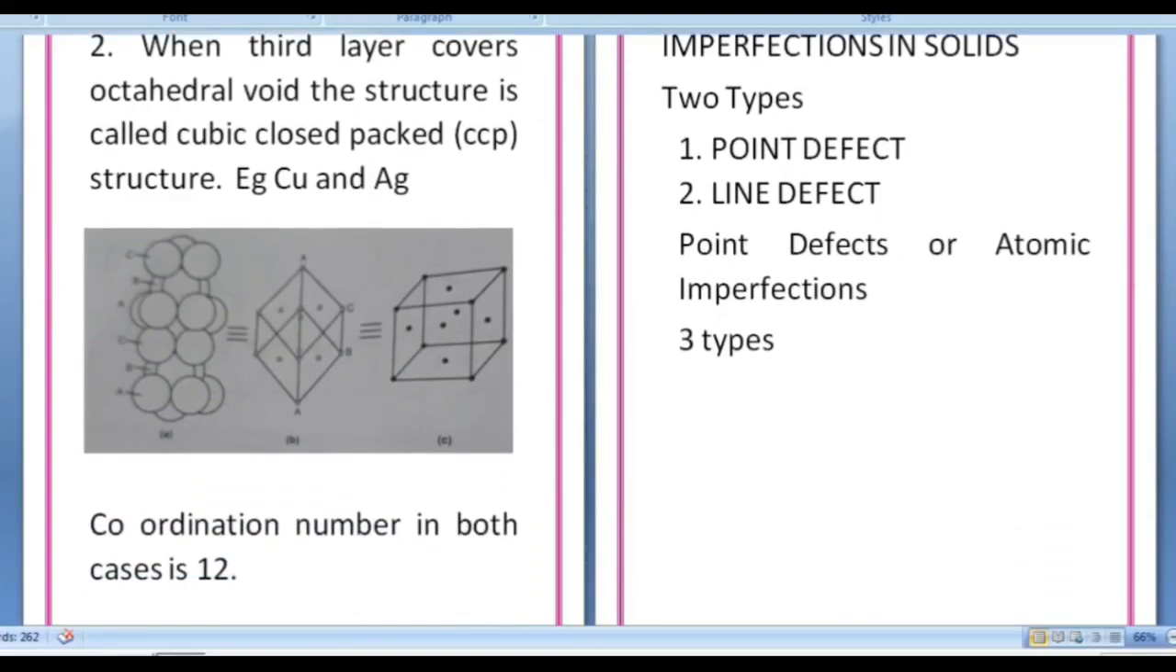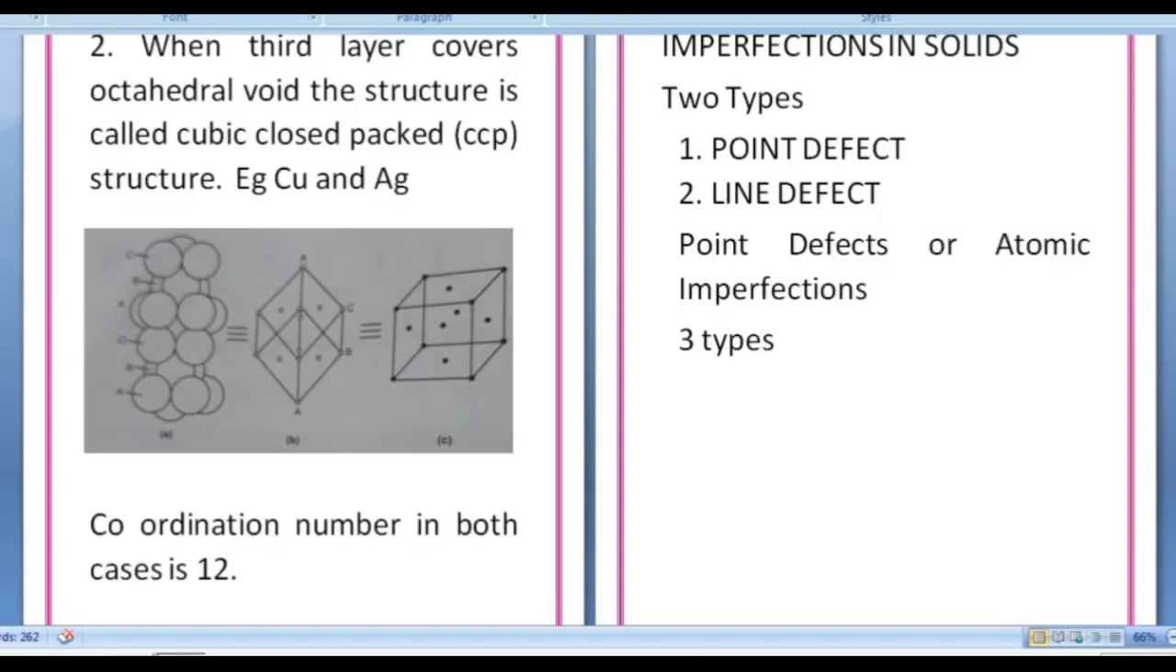Then the structure is called cubic close packed structure, CCP, and the earlier one was hexagonal close packed, HCP. So CCP can be seen in copper and silver. In both the cases, the coordination number is 12. That means the number of neighboring atoms is 12.